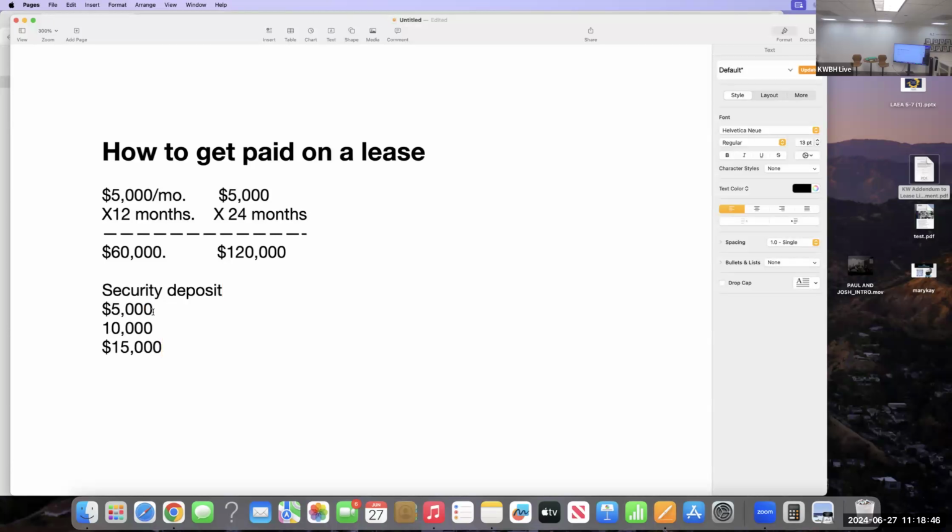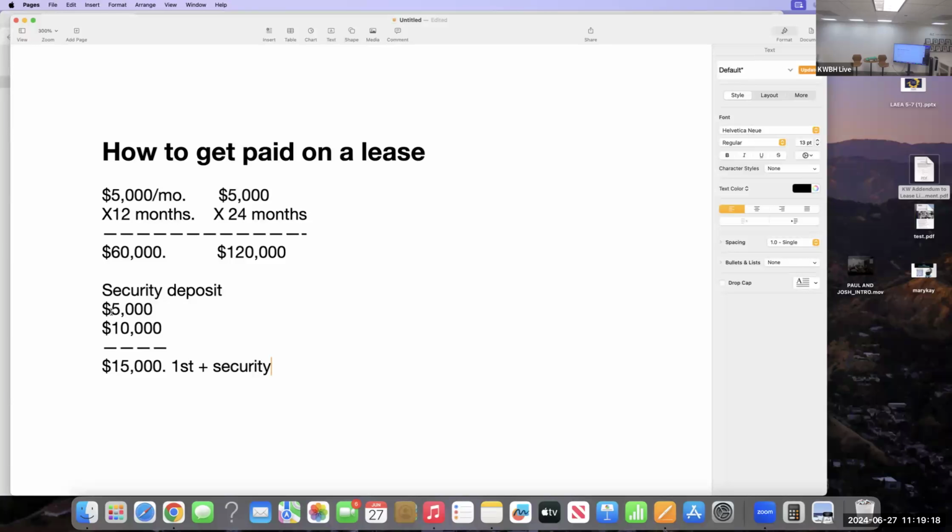We're all with me so far? This is first plus security, $15,000. Now, what if there's a pet? Can we get a $1,000 pet deposit? No. The total combined deposits cannot exceed 2 months for unfurnished and 3 months for furnished.